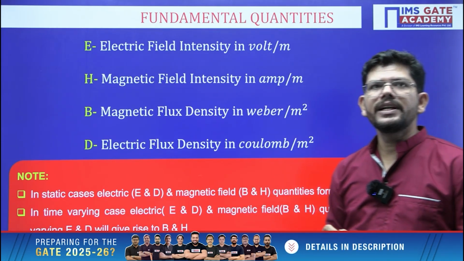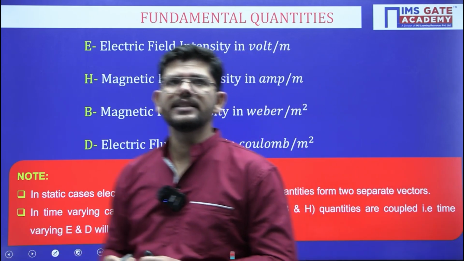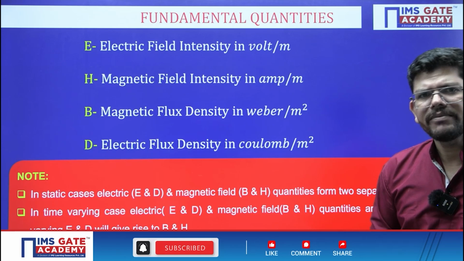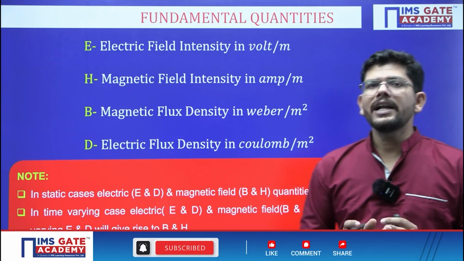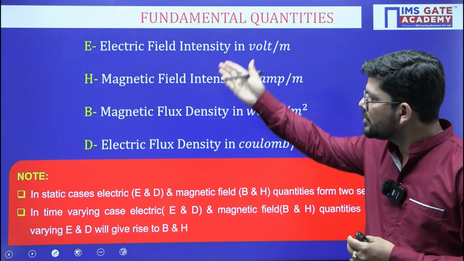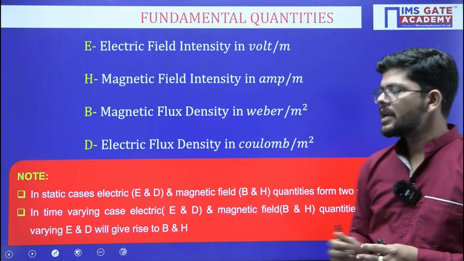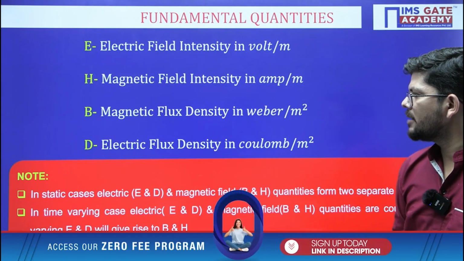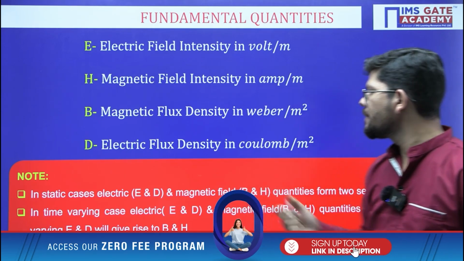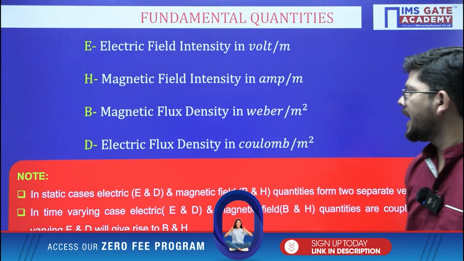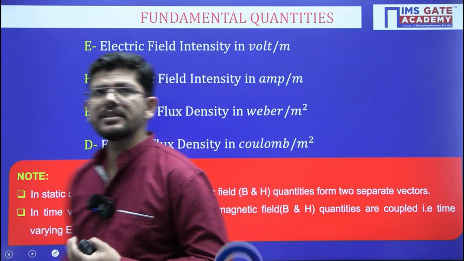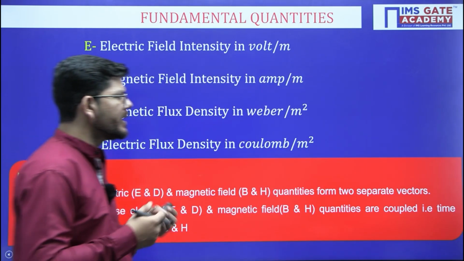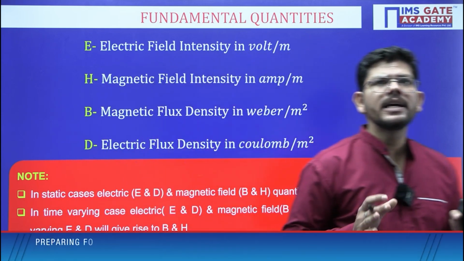E is electric field intensity, H is magnetic field intensity, B is magnetic flux density, and D is electric flux density. Everything that you will study in electromagnetics will revolve around these 4 quantities, right? If you are considering a static case, for example, in static cases, the electric vectors E and D and the magnetic vectors B and H will not be interacting with each other. They form 2 separate vectors.